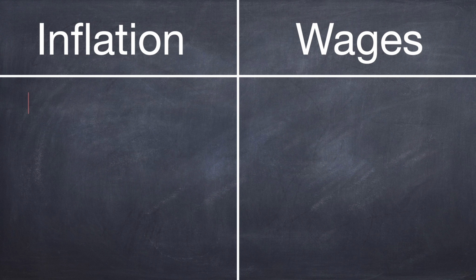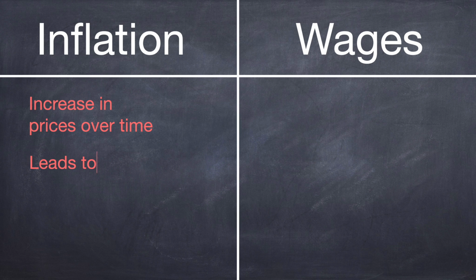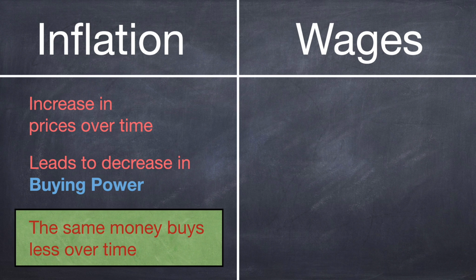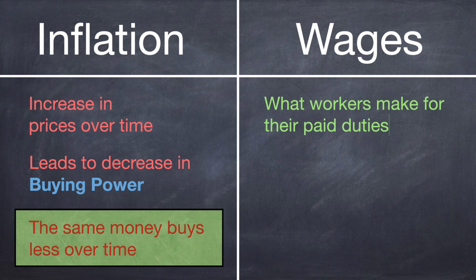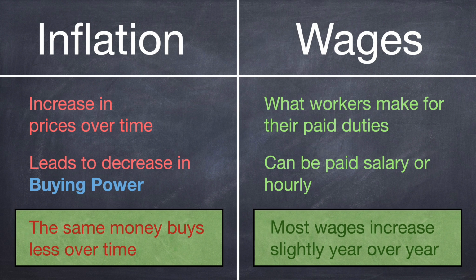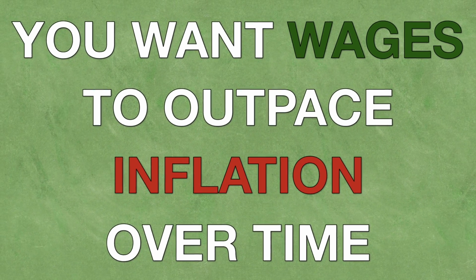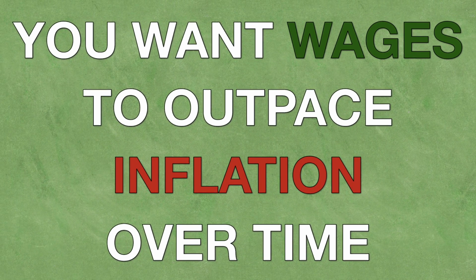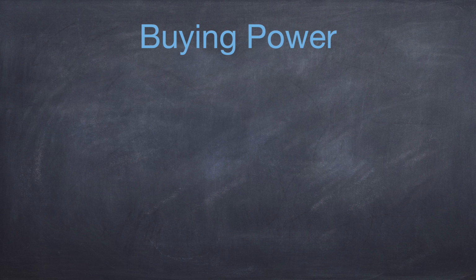So inflation, remember, is an increase in prices over time, and this leads to a decrease in your buying power. So again, a good way to think about this is that inflation means the same money buys less over time. Wages, on the other hand, are what workers make for their paid duties, and wages can be paid either salary or hourly. And most wages will increase slightly year over year. But the main idea is that you want your wages to outpace inflation over time. And so that means that you'll have better buying power.